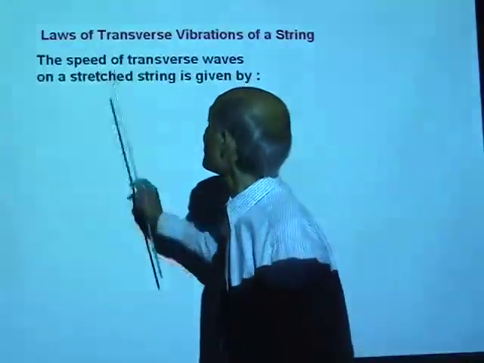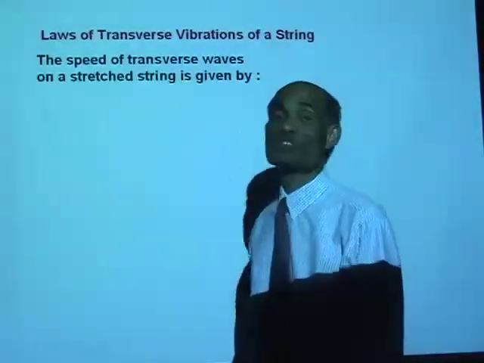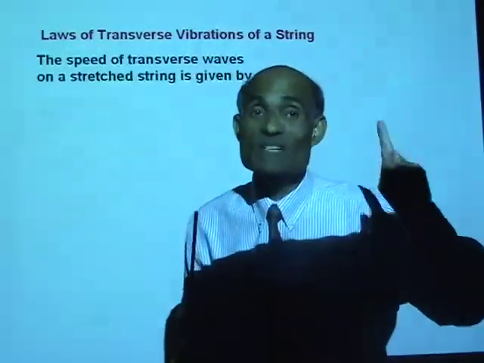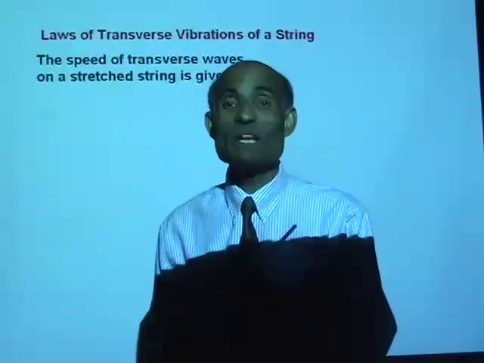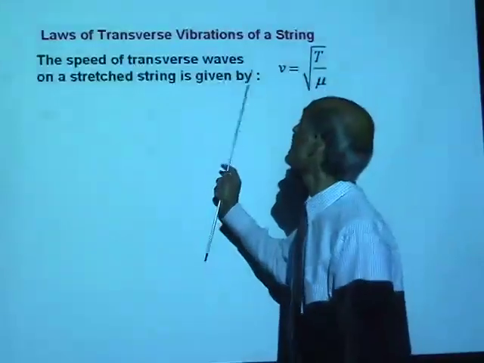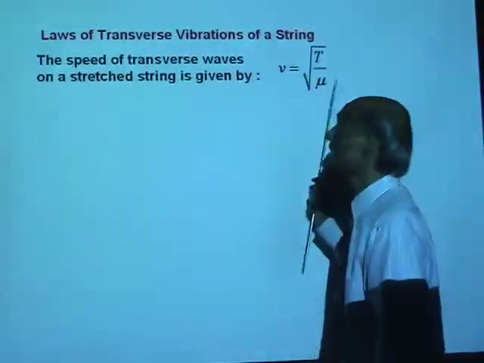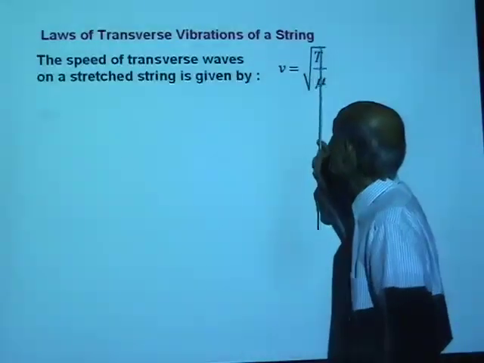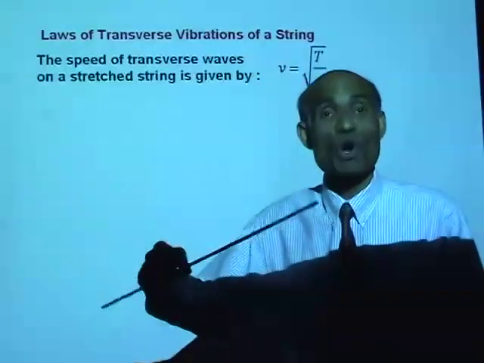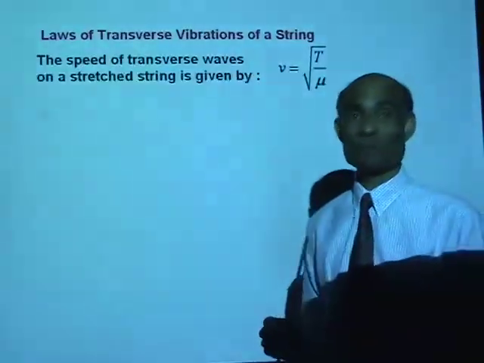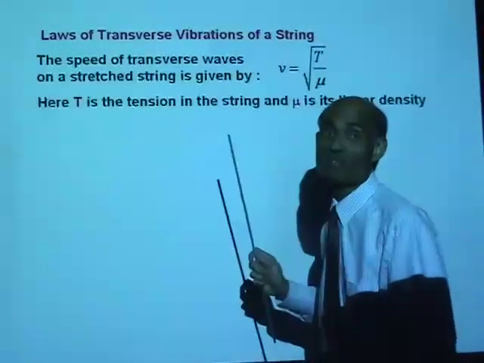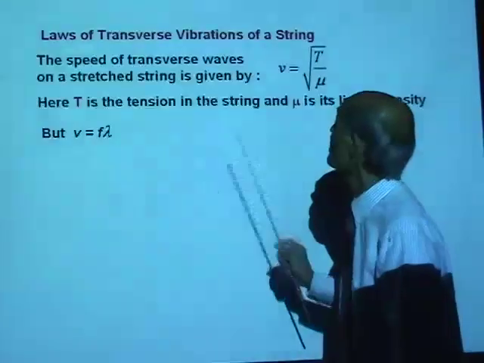Well, the speed of transverse waves on a stretched string. Do you remember that equation? We obtained that in the first lesson on waves. What is the speed of transverse waves on a stretched string? V equal to the square root of T over mu, where T is the tension and mu is the mass per unit length, called the linear density.